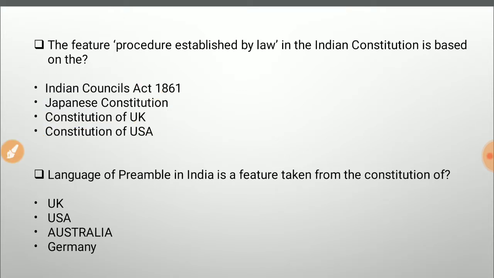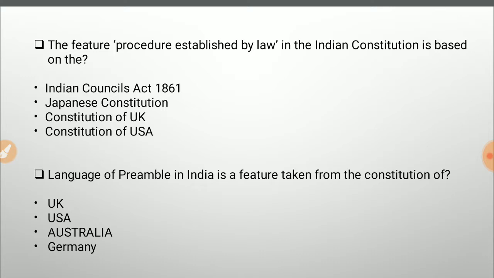Procedure established by law means what? It means that no matter the morality or the rights or wrongs of a situation, what has been formulated as the law will be the procedure, the method followed to do something, or the method followed to adjudicate on some matter.